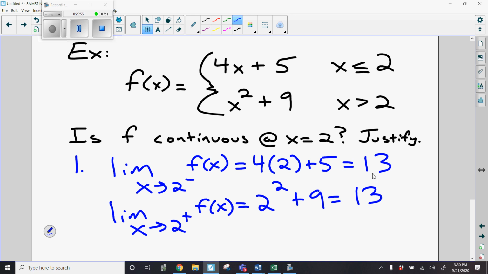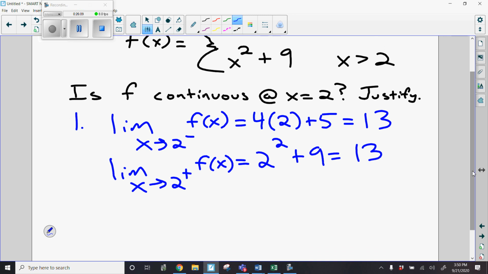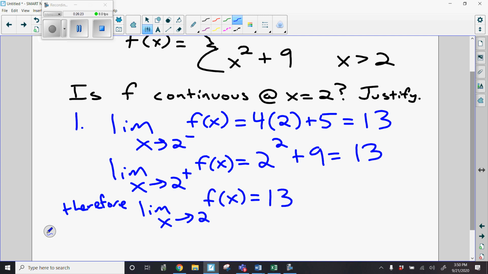Now, since we know the left-hand limit is 13 and the right-hand limit is 13, sometimes people leave it, but again, we have to show that the limit as x goes to 2 exists for this to be true. So you need one more step. Don't get lazy. You can say therefore, the limit as x goes to 2, not the right-hand or the left-hand, of f of x has to equal 13. So what we proved here is that the limit as x goes to 2 exists. We are certainly not done, but we have checked off step 1.